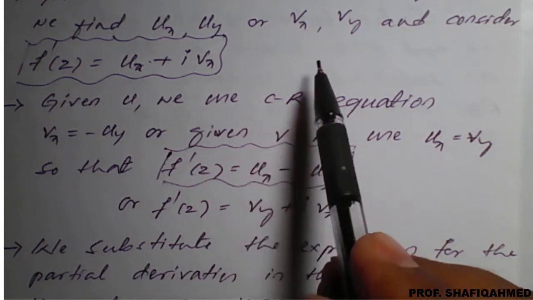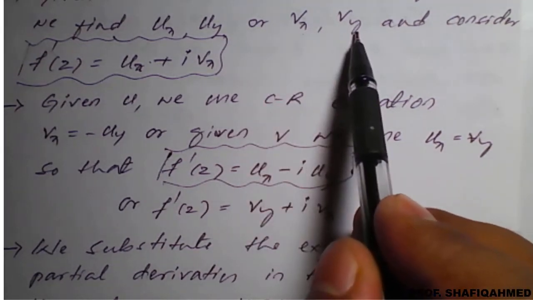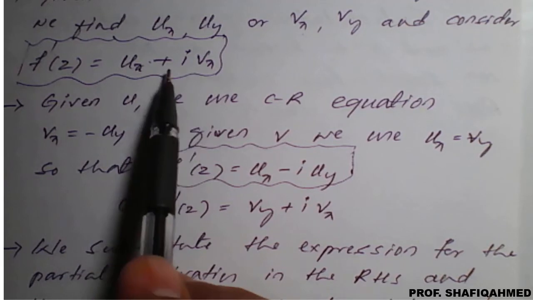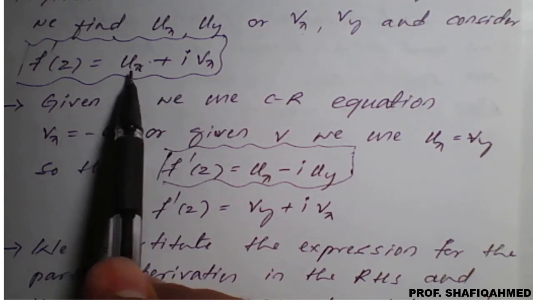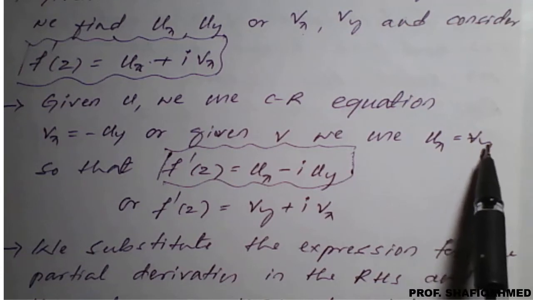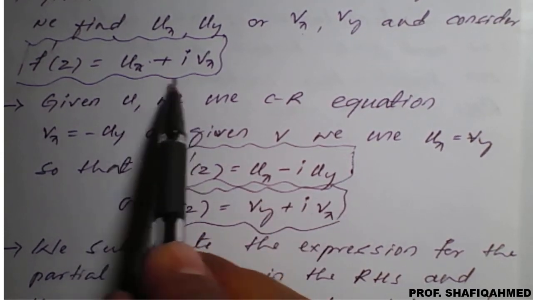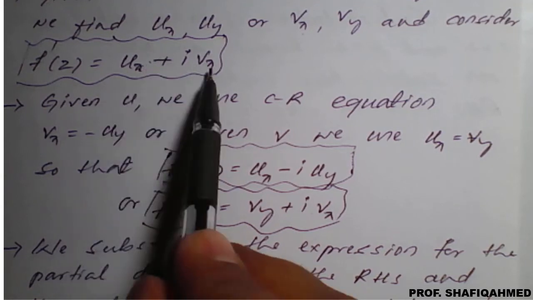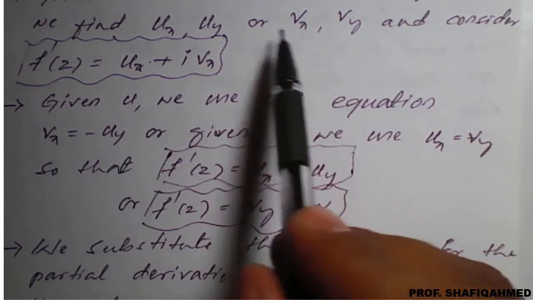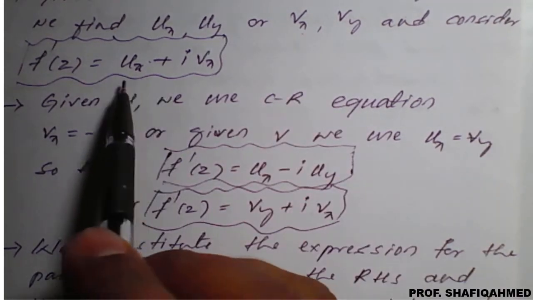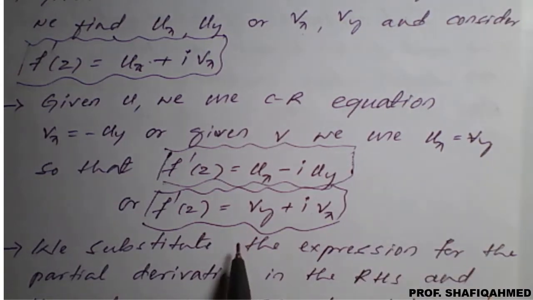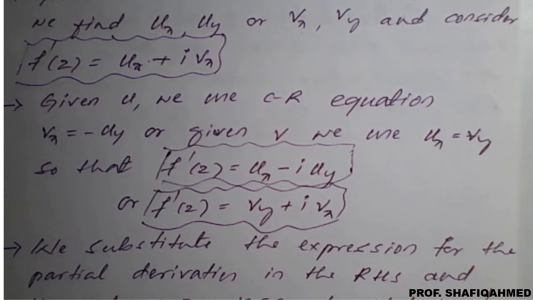Or if they have given v, we'll get vx and vy. At that time we use the same formula, but we don't know ux, so instead of ux, we use vy. Therefore it will become vy plus i times vx. This is the second modification we have to do. If they have given u, we modify vx and write minus uy. If they have given v, that is imaginary, we modify ux, and instead of ux we write vy. These two modifications you have to remember in step number 2.